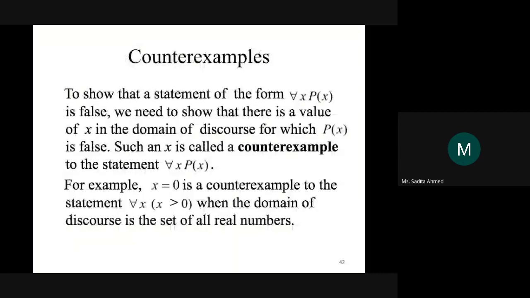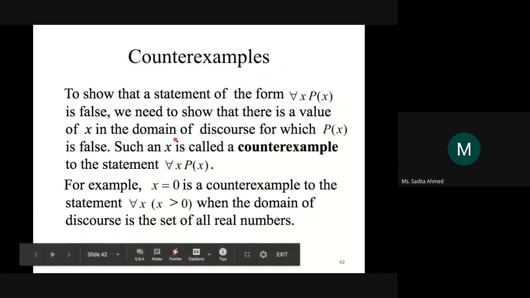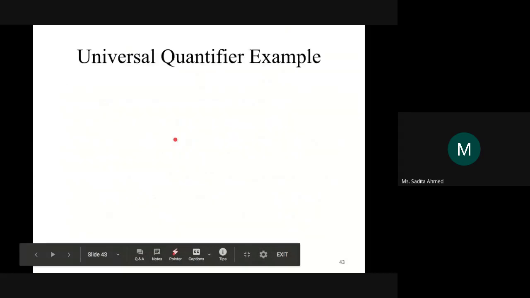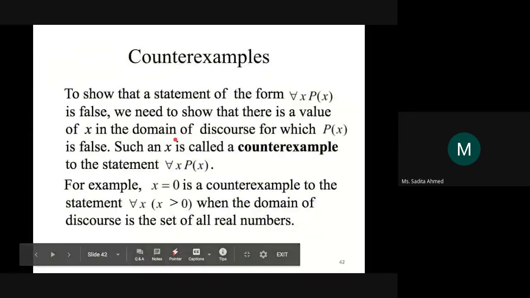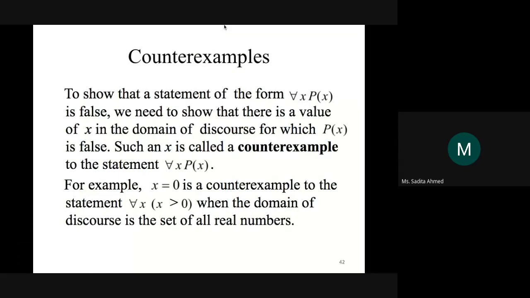Okay, so we'll stop here and pick up with some more examples in the next session. So the first class next week we'll do some more examples of universal quantifiers and existential quantifiers, and things will get clearer in the next class.